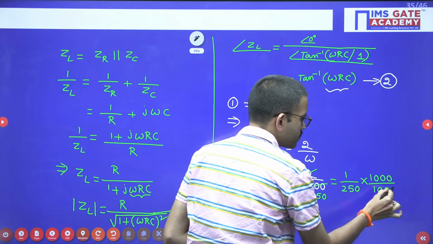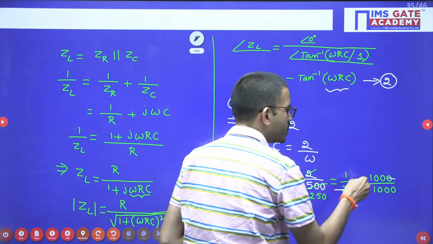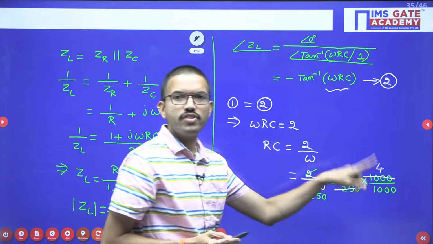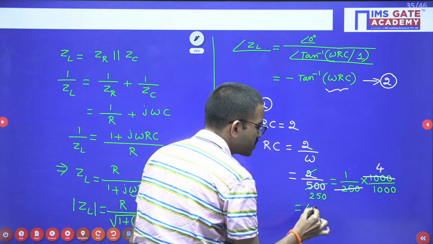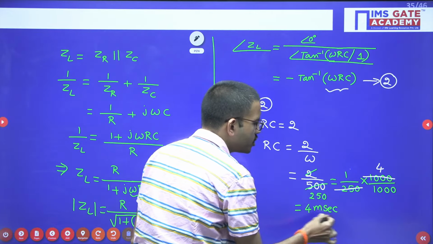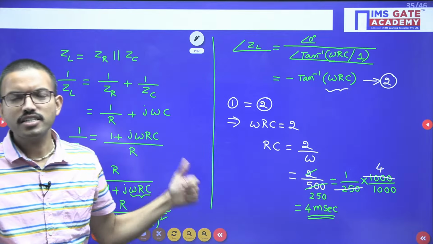Multiply and divide with 1000. Here 250 4 times. 1 by 1000 we can write as milli. So that means here you are going to get 4 milliseconds. See the beauty of this question. It is very interesting, right?